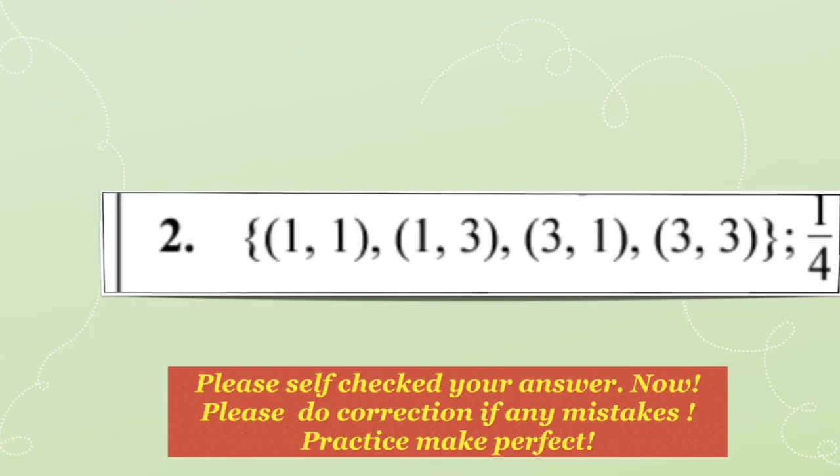So let's discuss the answer. So the answer must be in a set form. So with a bracket, (1, 1), order pair, comma, (1, 3), and then (3, 1), and then (3, 3). Okay, must be listing out all the possible outcomes in a set form. Okay, then you have to find your probability. So you can take 4 over 16, which is equivalent to 1 over 4. Okay?